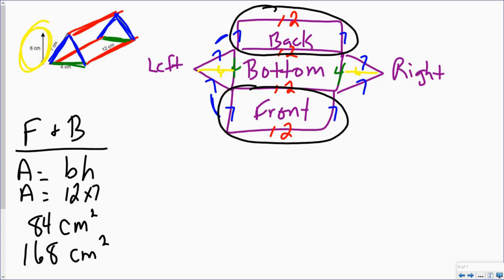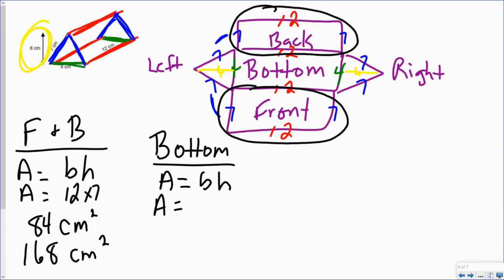Now, if I look at the bottom face, again, that's a rectangle. So I'd have area equals base times height. And in this case, my area is 12 multiplied by 4. And that gives me a total of 48 centimeters squared. But there's only one of them, so I don't have to double that. I can just leave it as 48.